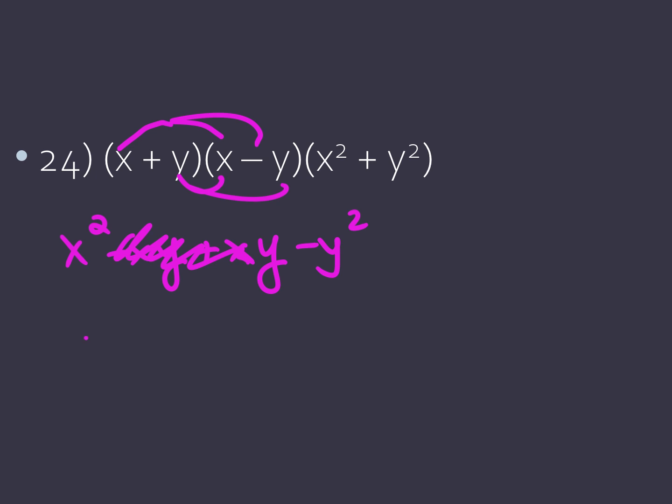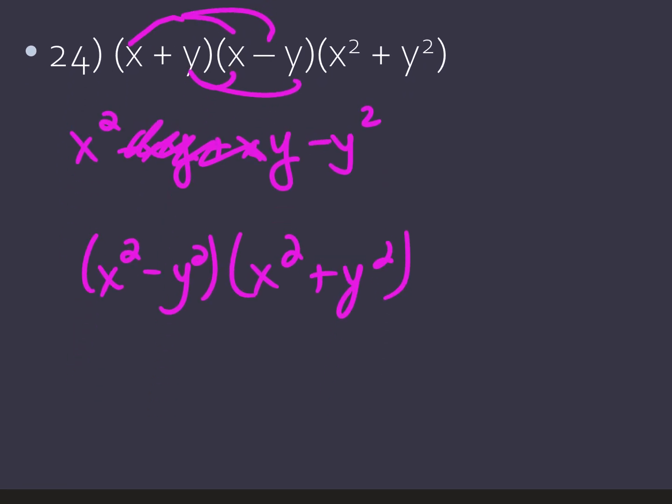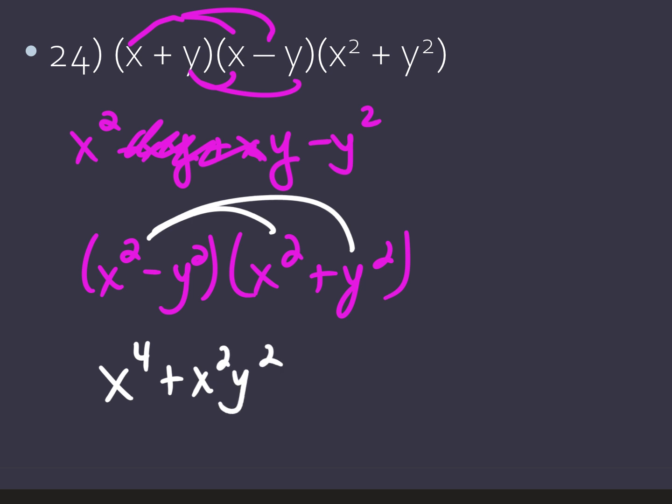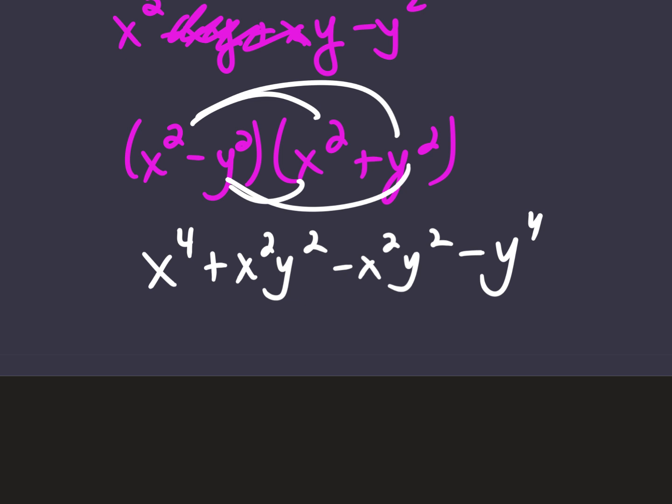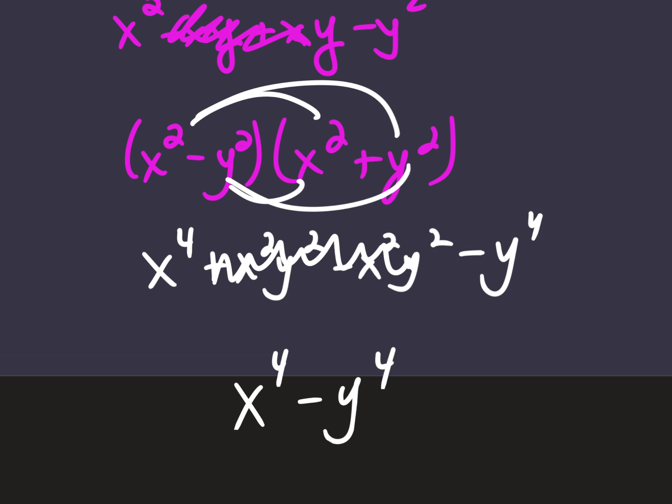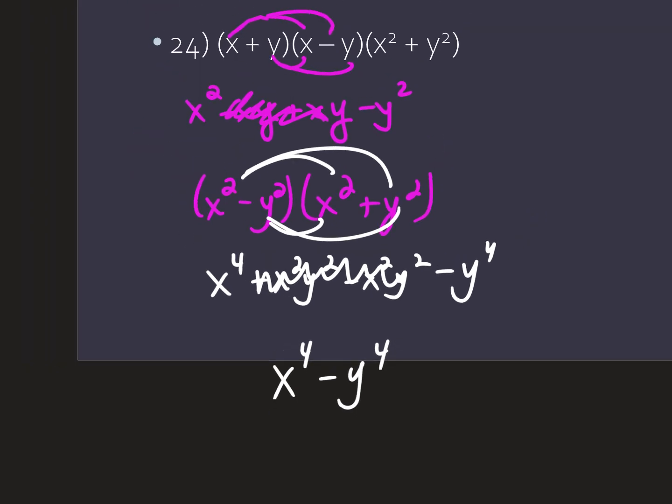They cancel. So I'm left with x squared minus y squared times x squared plus y squared. What's going to happen? The middle term's going to cancel again. When I FOIL this, x squared and x squared is x to the fourth. X squared and y squared, negative x squared y squared, right? And then minus y to the fourth. And then what happens in the middle? These cancel. So you have x to the fourth minus y to the fourth. Good job.